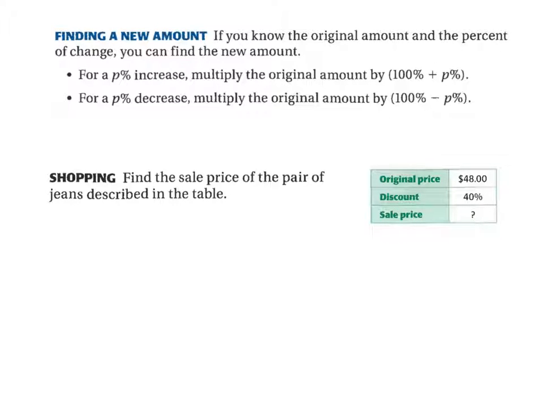Now, we know that the original amount is always 100% of itself. So if we're looking for what a new amount is after a percent increase, what we do is we add the percentage to 100%, and that's going to help us calculate the new amount. If it's a percent decrease, we subtract the percentage from 100, and we use that to calculate the new amount using either our proportion or our percent equation.